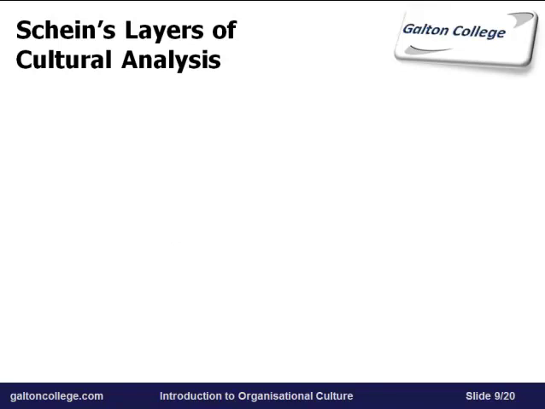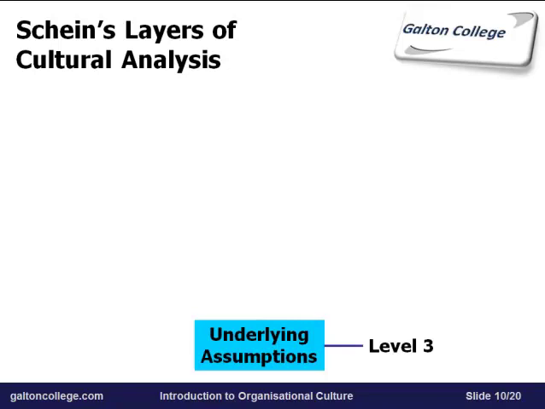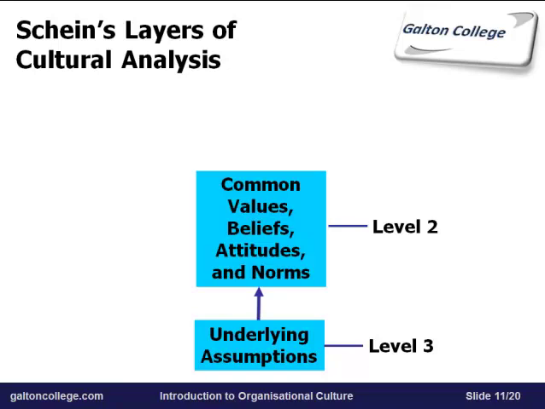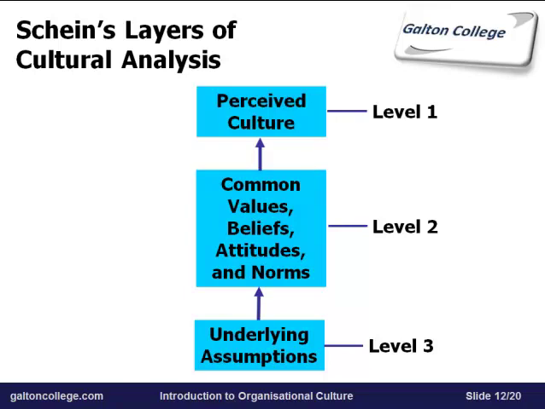Let's have a look at it in slightly more detail. We start with the underlying assumptions, which in this case we call level 3. And from these we'll get the common values, the beliefs, the attitudes and the norms of the society, and we'll talk about each one of these boxes later. But the underlying assumptions generate the core values, give us the system of beliefs, the attitudes, the norms of the society, and from these we get what we can call the perceived culture, what we can see. This is the society that we can see and observe that reflects these beliefs, attitudes and norms, which are based on the underlying assumptions.